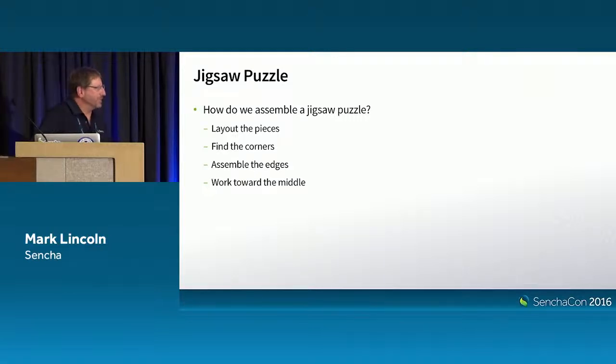We lay out the pieces, and this is a well-defined process that every child who's ever built a jigsaw puzzle knows. You lay out the pieces. The first thing you do is find the corners. Then you assemble the edges, and then you work toward the middle. That allows you to complete the puzzle. Now, what I'm proposing here is that upgrading an Ext JS 4 application to Ext JS 6 is like putting together a jigsaw puzzle.